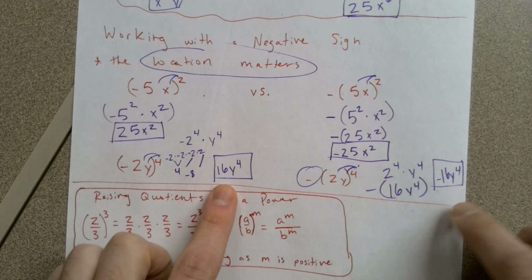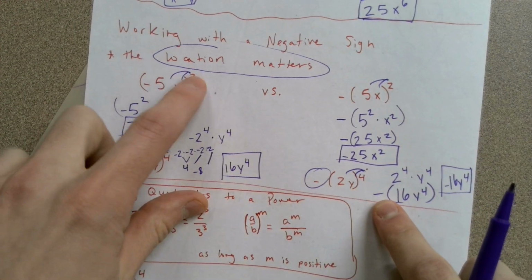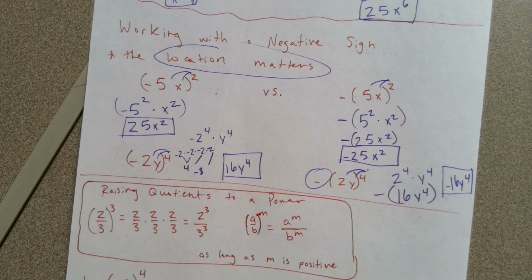It's the difference between a positive and a negative. Location matters. That location of the negative side matters. Take that into consideration.